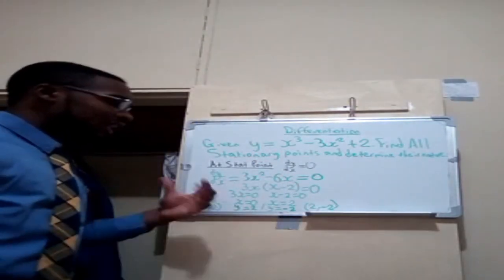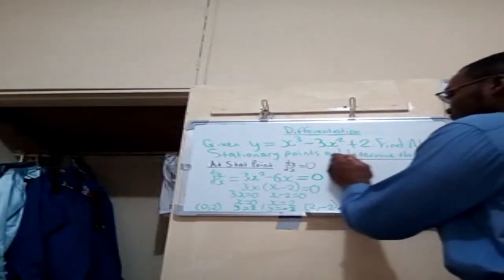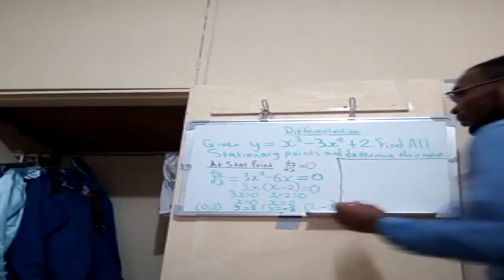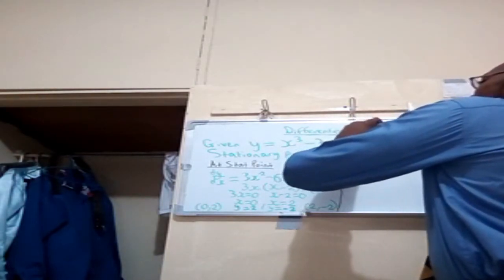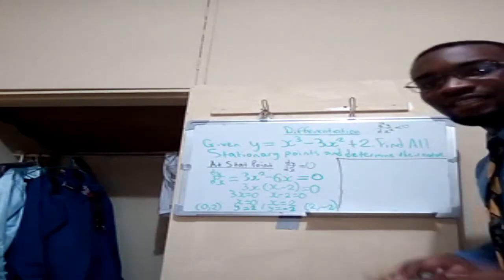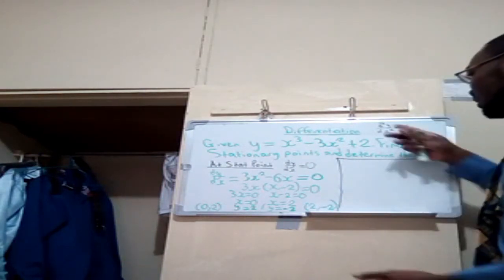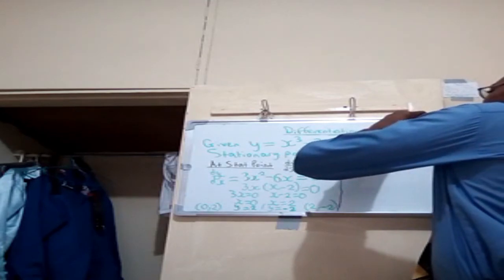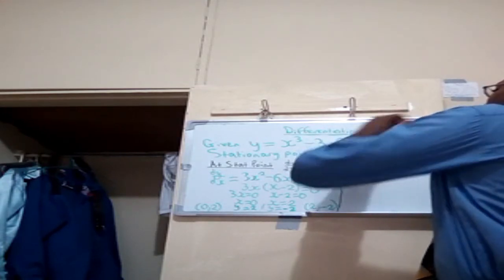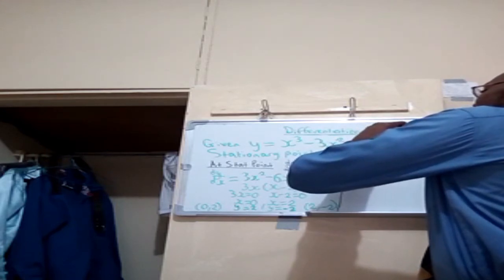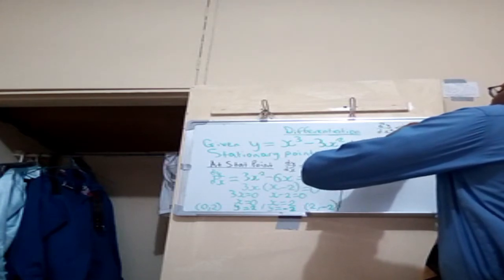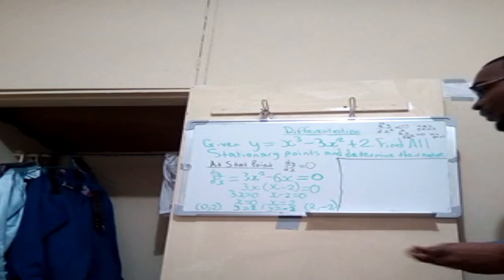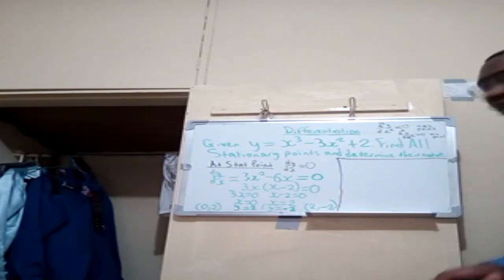Now, we need to determine the nature of these two stationary points. So now that we've found the stationary points, we need to determine their nature. Now remember what we said about their nature. When the second derivative is less than 0, we say that the function has a maximum point. And when the second derivative is greater than 0, we say that it has a minimum point. So first we need to find where the max point and the min point are.